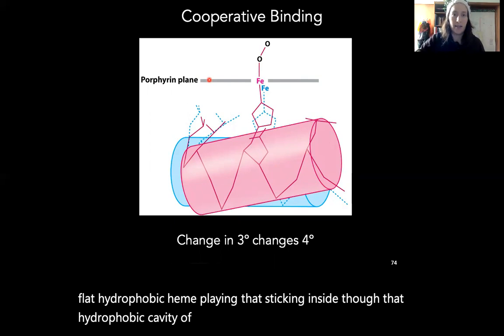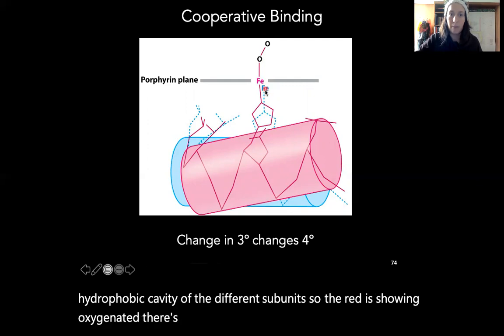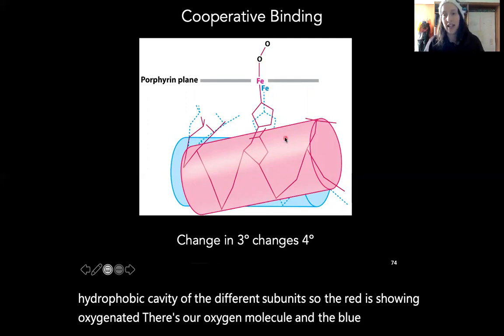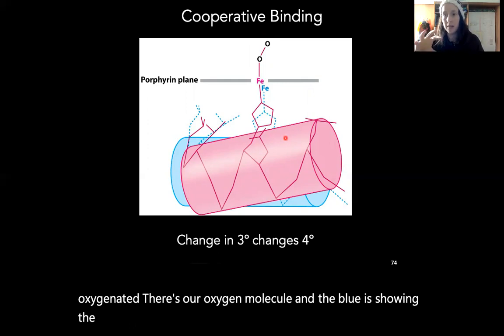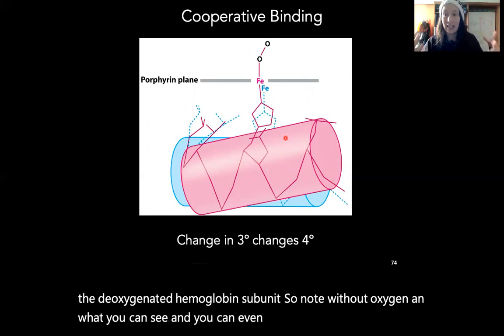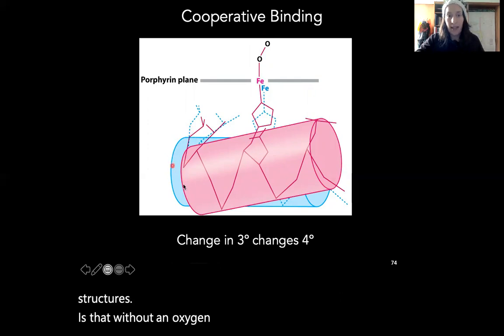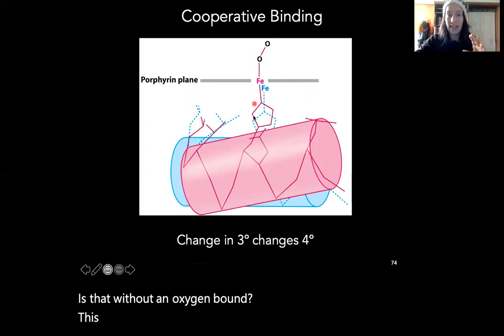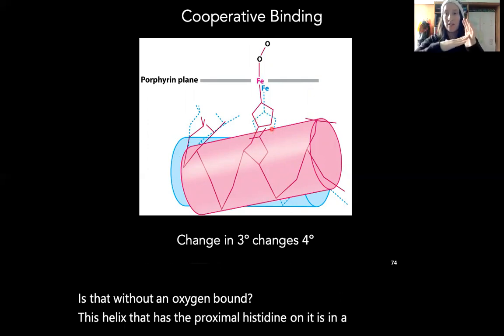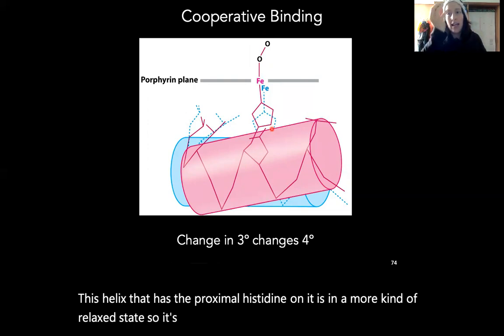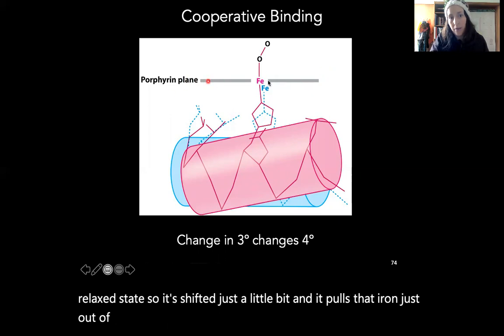Okay, so the red is showing oxygenated, there's our oxygen molecule, and the blue is showing the deoxygenated hemoglobin subunit, so without oxygen. And what you can see, and you can even see this in the crystal structures, is that without an oxygen bound, this helix that has the proximal histidine on it is in a more relaxed state. So it's shifted just a little bit, and it pulls that iron just out of plane of the porphyrin plane of the heme group.